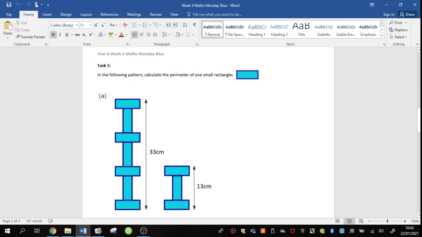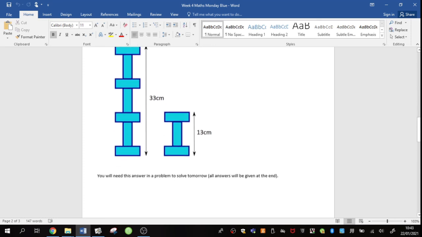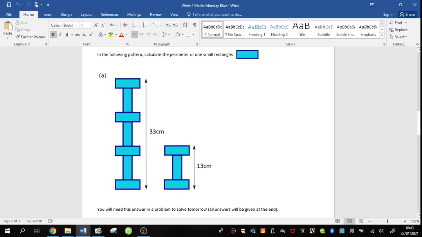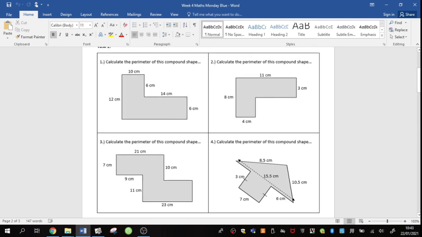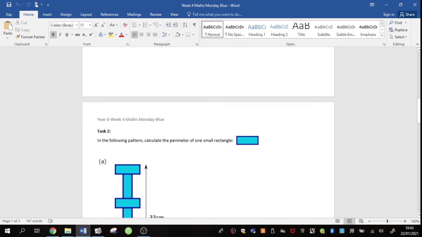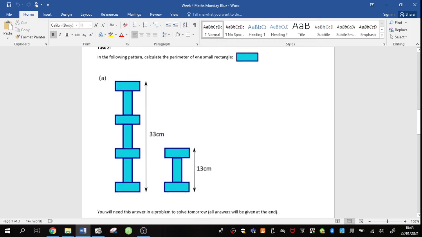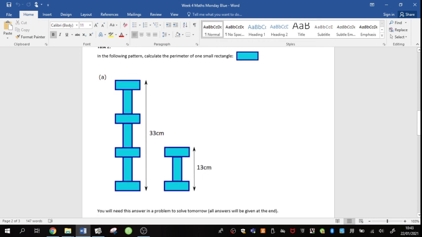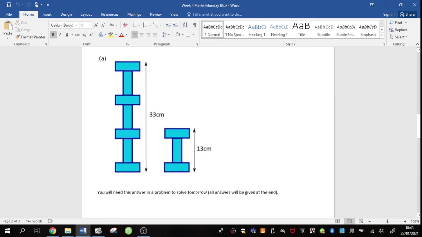And your second task today is to calculate the following pattern, calculate the perimeter of one of these small rectangles. Now there's a little catch to this. You will need the answer to this problem to solve tomorrow's. So over the next 3 days you will be given questions to do with what I have just shown you, and then you'll be given a question or two that is a little bit of an extension, and you need that answer in tomorrow's work.